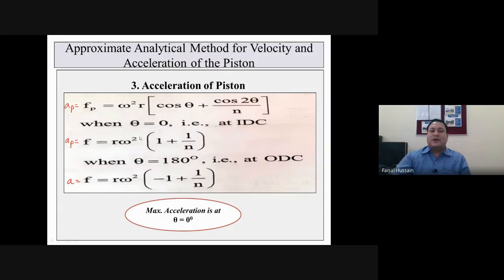Acceleration equals r omega square (1 plus 1 by n). And I've told you that maximum acceleration is at theta equal to 0 degree. So when theta is 0, this equation reduces to r omega square (1 plus 1 by n).